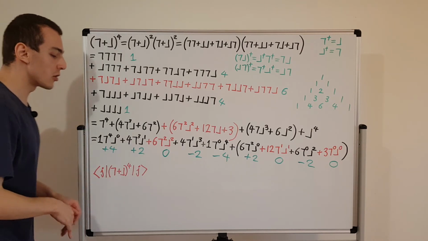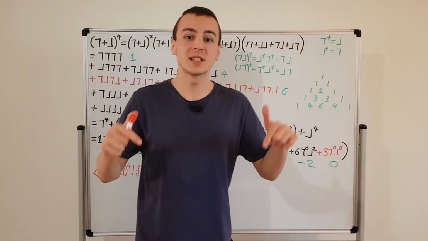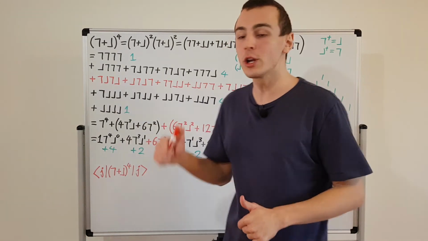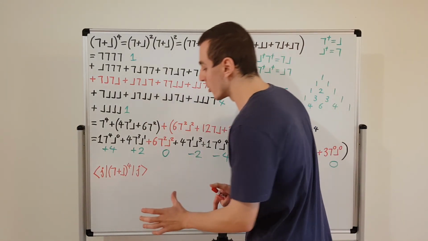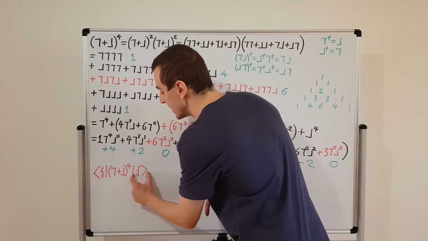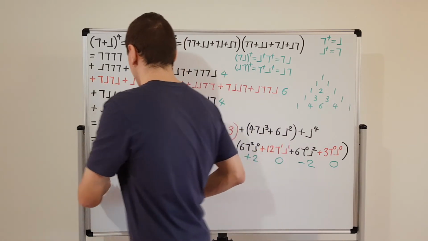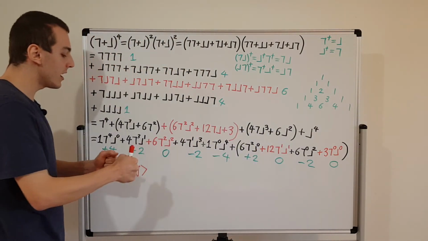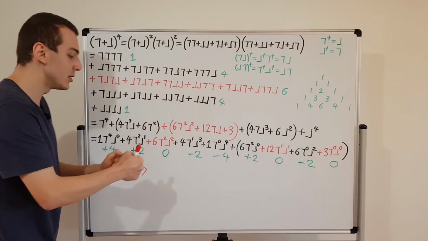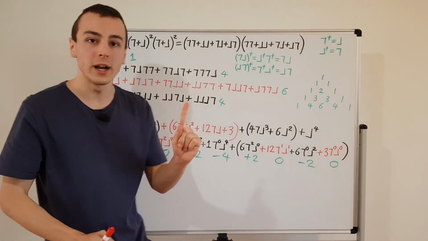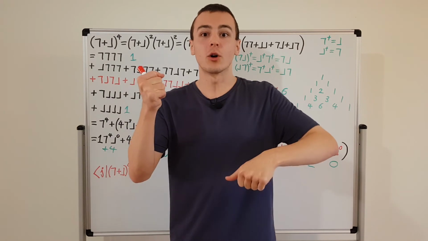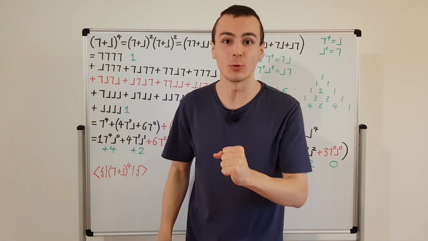Some of these terms are just going to give 0. But there are some special terms that are going to be non-zero. Now this comes from the orthonormal nature of these guys. So these are orthonormal states. And that means if you have 2 copies of the same state and you take the inner product, that's going to give you 1. But if you take 2 orthogonal states, it's going to give you 0.